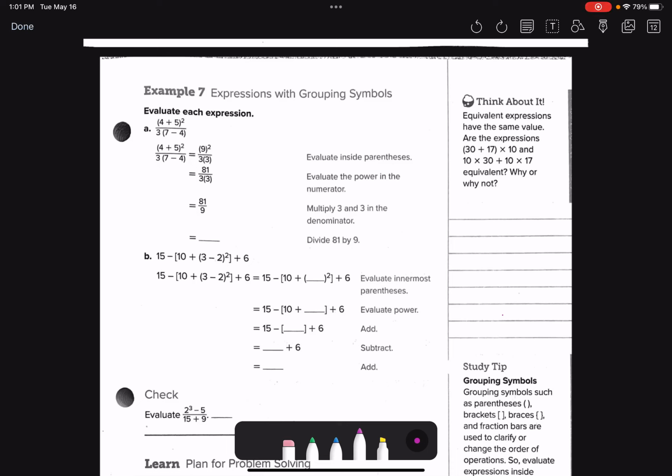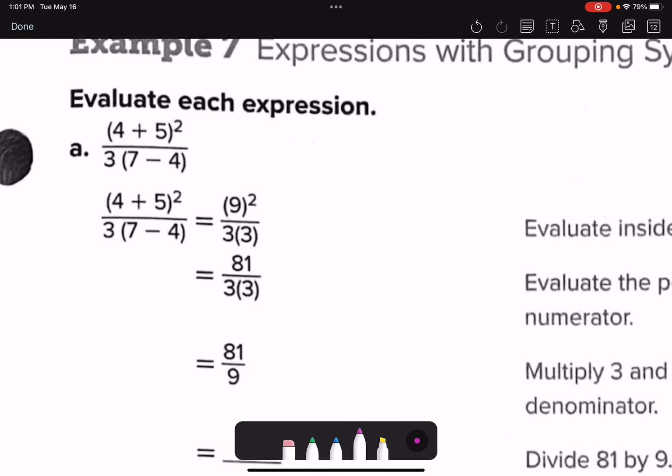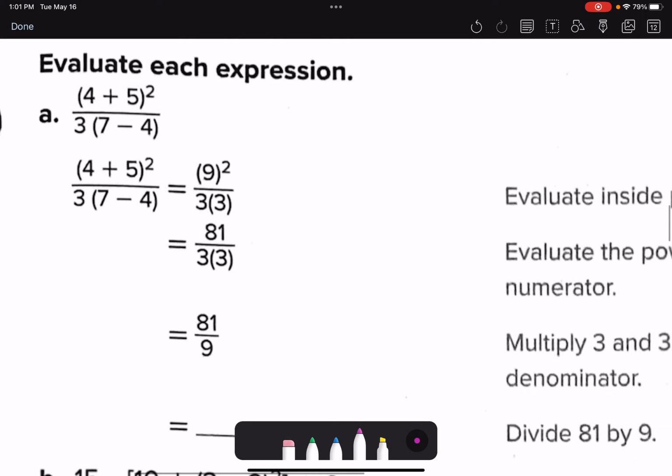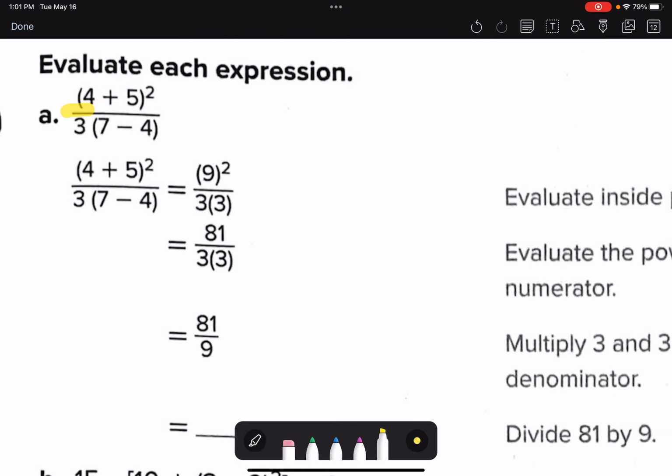We are in example 7 of 1.1, and I wanted to discuss with you guys expressions with grouping symbols. The first example I want you guys to look at is example A. Now, one thing I want you guys to understand is that there is a fraction bar here.